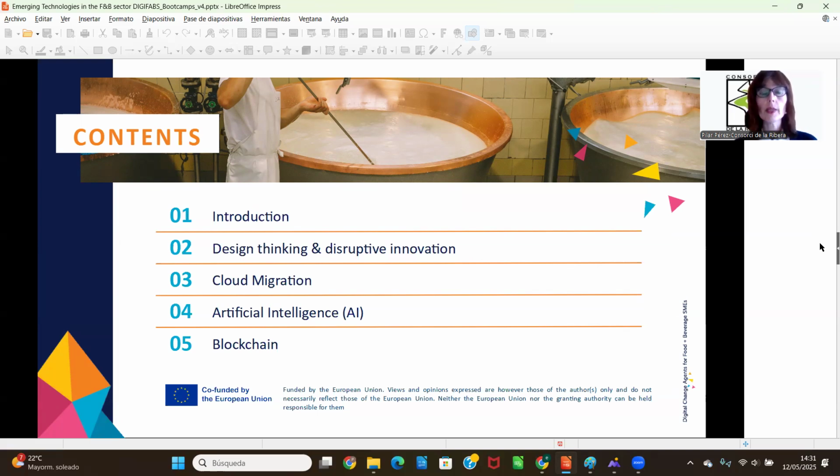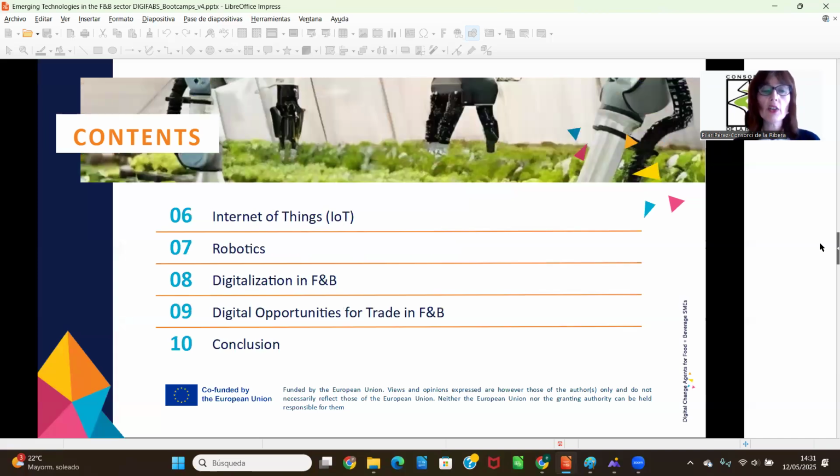of today's world. We'll begin with an introduction, followed by an overview of design thinking and disruptive innovation. Then we'll cover cloud migration, artificial intelligence, blockchain, the Internet of Things, IoT, and robotics. We will also examine how digitalisation is impacting the food and beverage industry and the opportunities it creates for trade. Finally, we'll wrap up with some concluding insights.